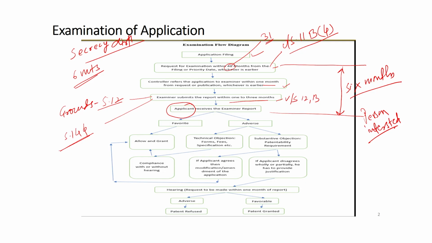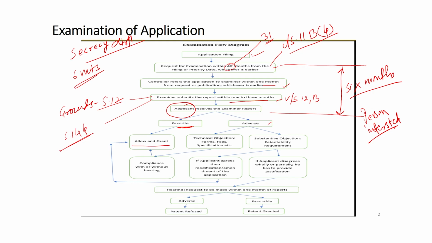Now, once the report is received by the applicant, there are two possibilities. One is the report may be favorable. Kindly read this word favorable. The other is the report may be adverse. If the report is favorable, that means it is patentable, there is no objection. In that case, the patent shall be allowed, patent shall be granted, there is no difficulty, there is no problem.